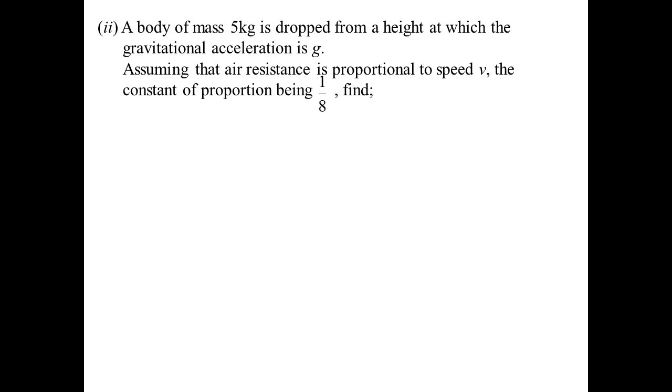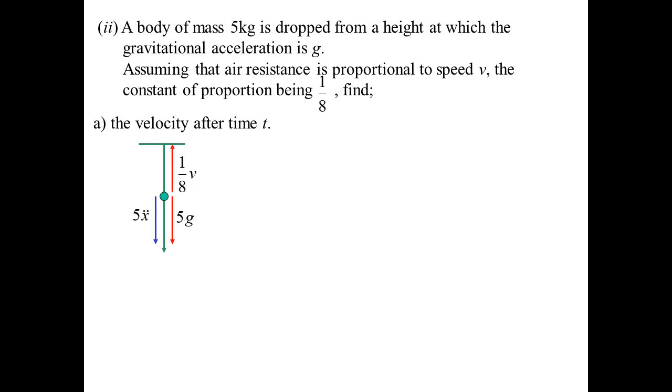This time we're going to drop a body, 5 kilograms, from a height at which gravitational acceleration is g. We're going to assume air resistance is proportional to the velocity. Let's find an equation for the velocity after time t. So this time we're dropping it. So my resultant force, I'll say, is going down. But notice, instead of calling it mx double dot for this one, because I know it's 5 kilograms, I've called it 5x double dot. So force due to gravity will be 5g, and going up, our resistance is 1/8 v. So divide through by the 5, we get our motion equation.